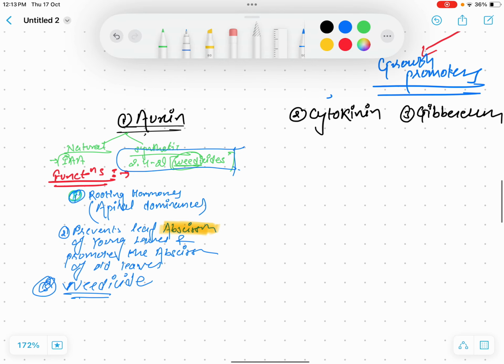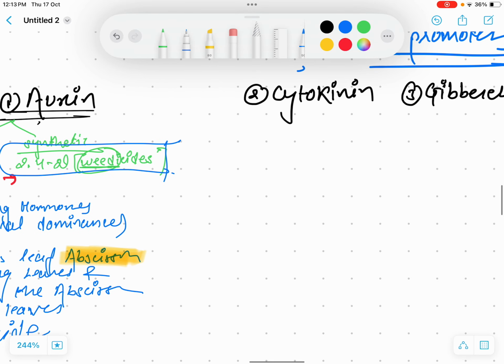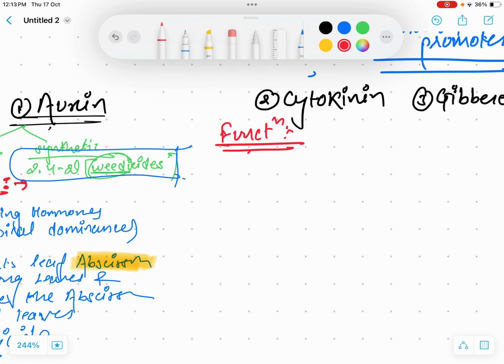Now let's talk about cytokinin. Cytokinin, you only have to remember one function of cytokinin, and what is that? So what is the one very most important function of cytokinin?